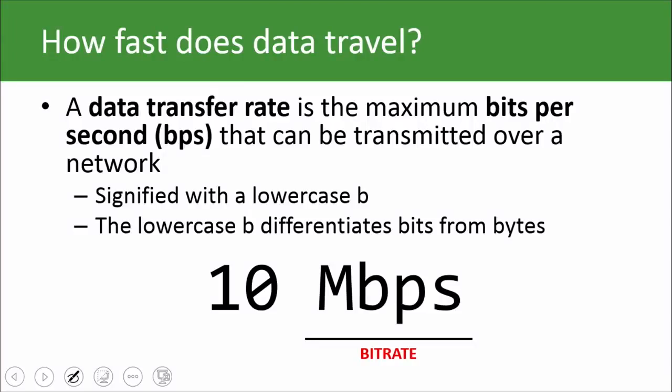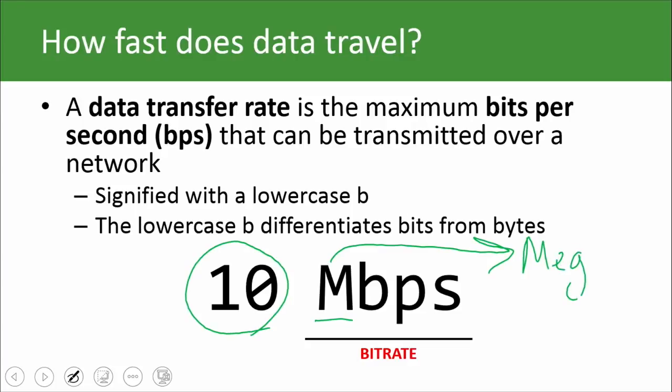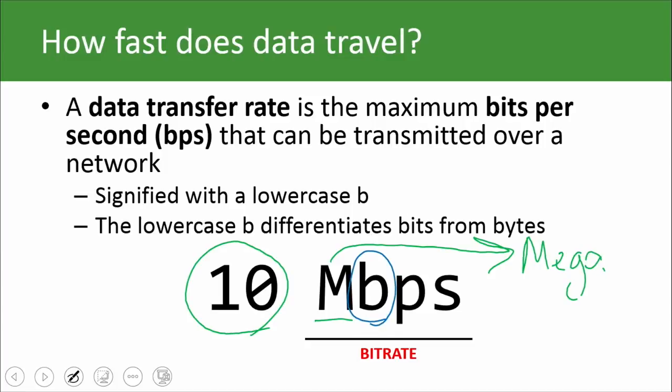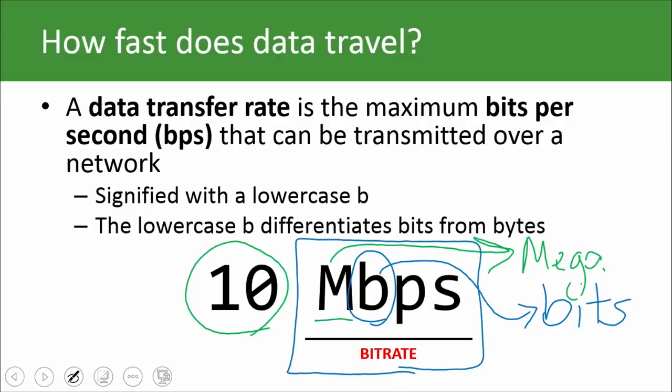The speed that data travels is measured by bits per second, right? That's called its data transfer rate. So we signify this data transfer rate as in, we've got the number there, so 10, and then M, which in this case stands for mega, and then we have a lowercase b. This lowercase b is a little bit different from the type of data that we store. It represents bits, not to be confused with a capital B, which would represent bytes. This whole construct down here is called the bit rate, and we use that to measure how fast data transfers over a network.